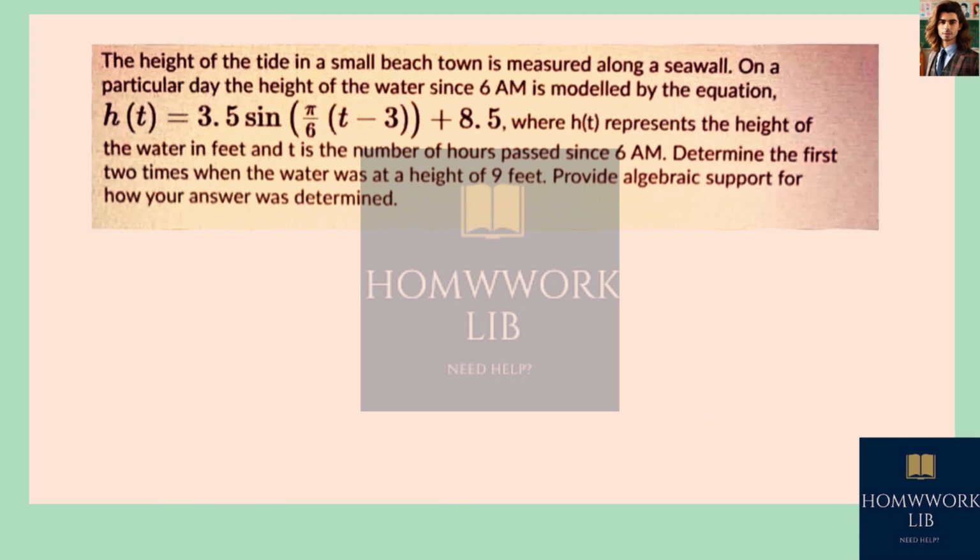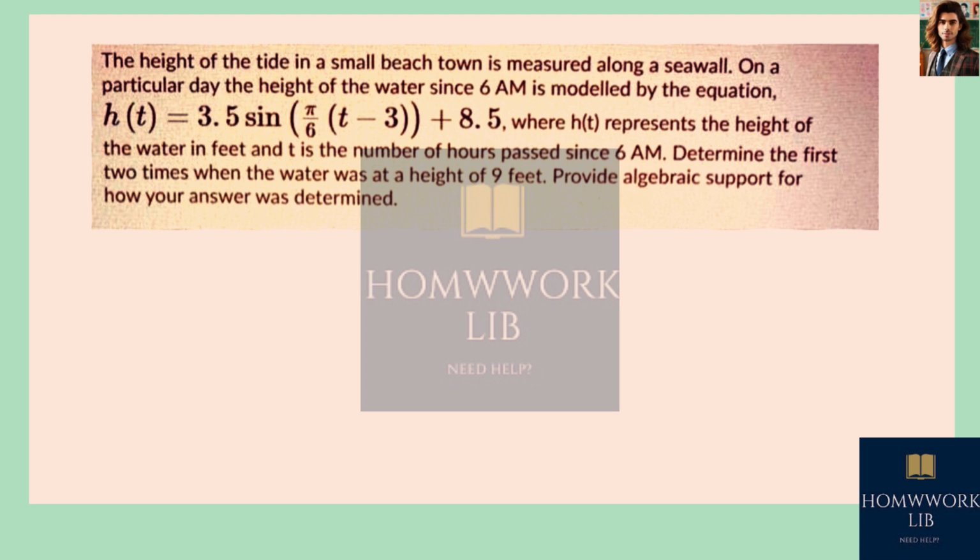The height of the tide in a small beach town is measured along a seawall. On a particular day, the height of the water since 6 a.m. is modeled by the equation h of t, where h of t represents the height of the water in feet and t is the number of hours passed since 6 a.m. Determine the first two times when the water was at the height of 9 feet.